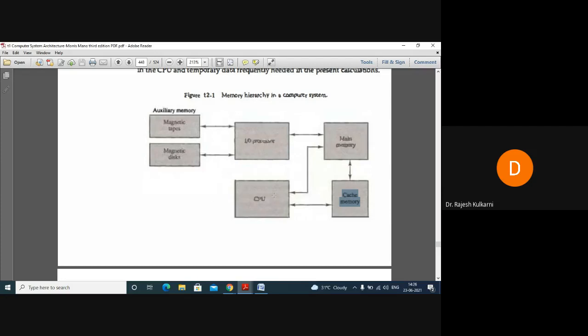Now let us try to understand how many memories we have referred to here. One memory we referred to is registers. They are inside the CPU. One memory is called main memory. It is near the CPU. And one memory is called cache memory, which is nearer to the CPU than the main memory. Which three memories? Register memory in the CPU, main memory, and cache memory.